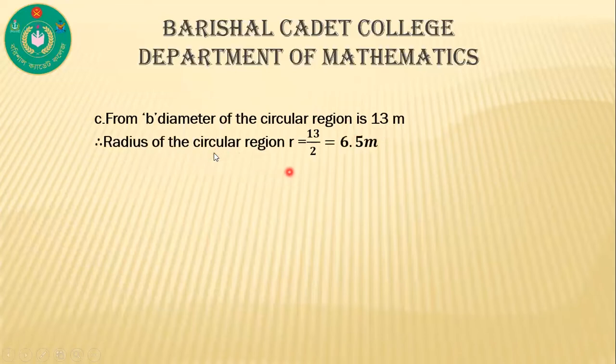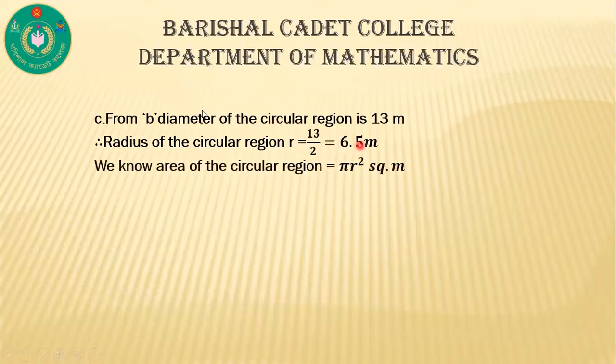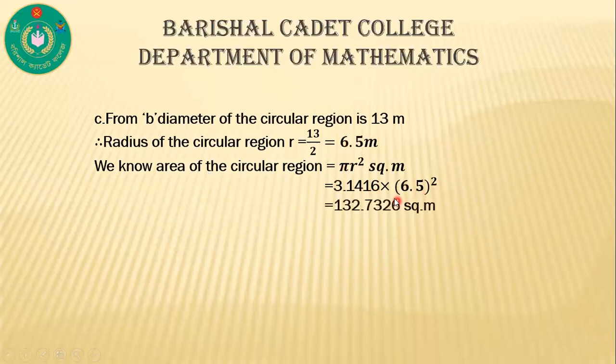So radius is equal to 13 by 2 is equal to 6.5, because we know the radius is equal to diameter by 2. That's why we can write 13 by 2 is equal to 6.5 meter. We know the area of the circular region is equal to pi r square. Here r means 6.5. Now putting this value, we can write pi is equal to 3.1416 and r equal to 6.5 square. After calculating this, we can write 132.7326 square meter.